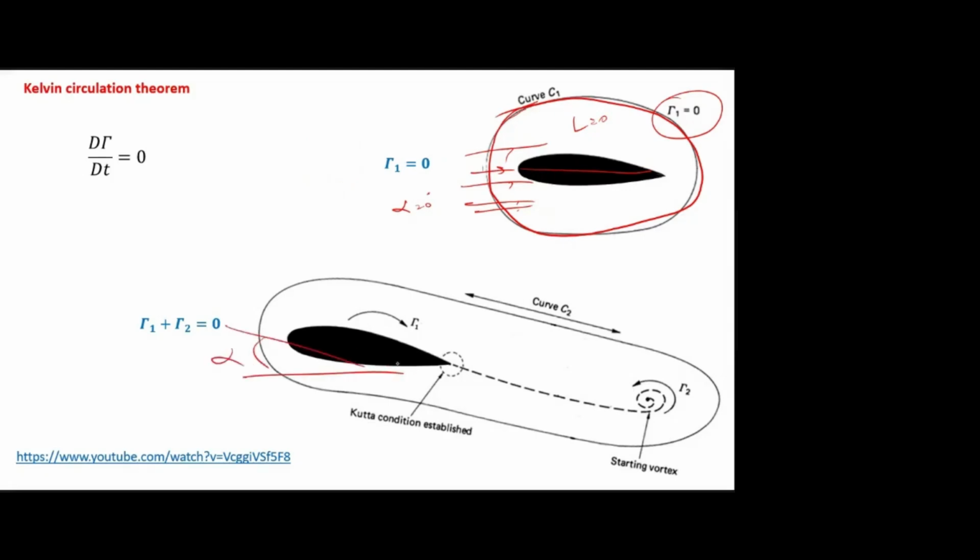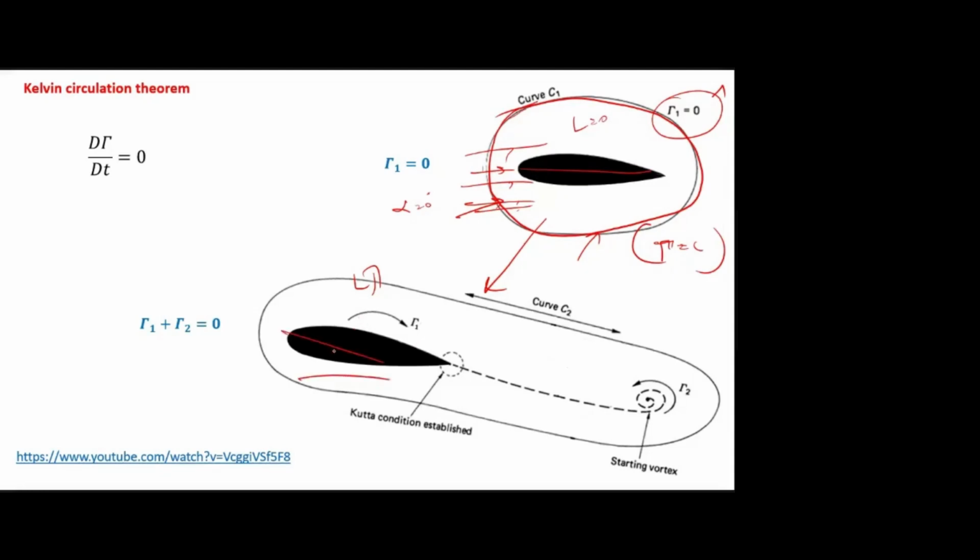So by increasing that, there will be a pressure difference and lift, and there will be a starting vortex. This theorem states that for a fixed fluid region, the overall circulation is constant. It is the same fixed fluid element, just stretched because of this angle of attack.